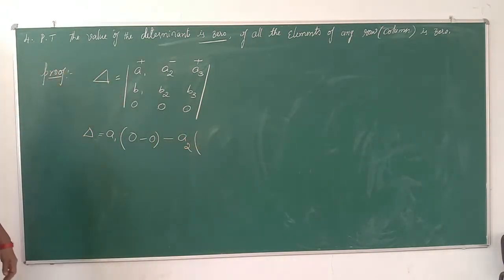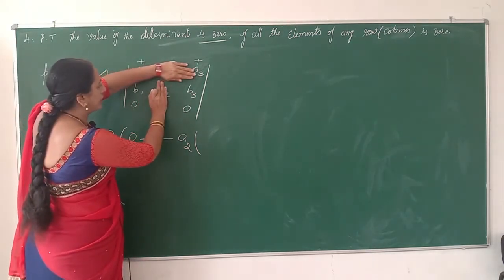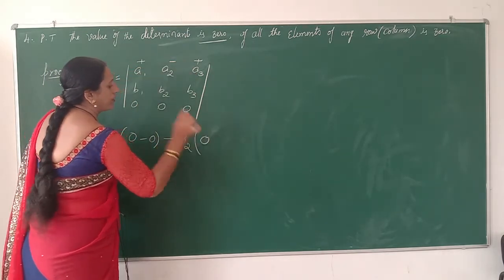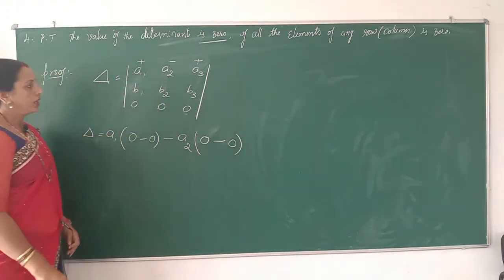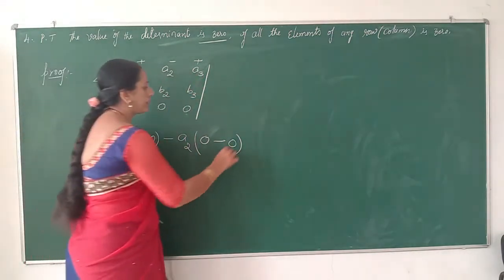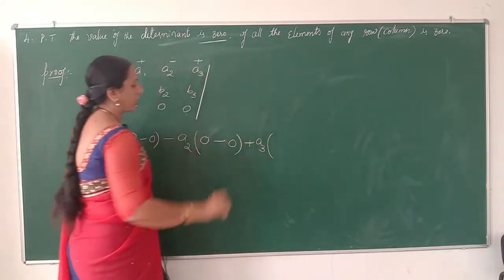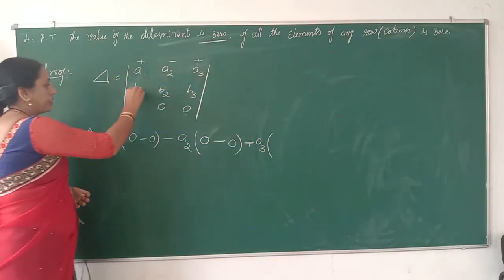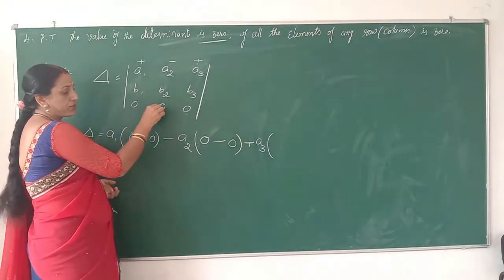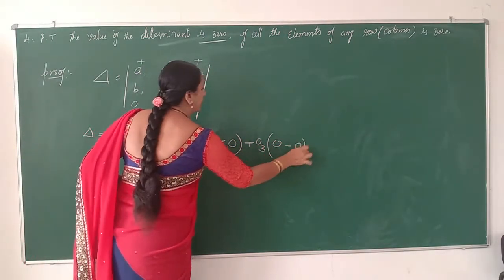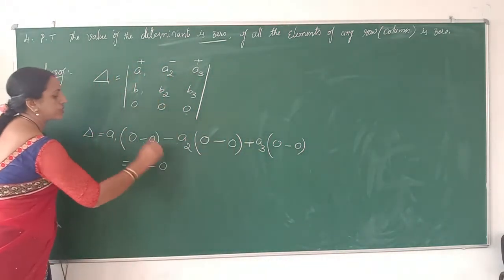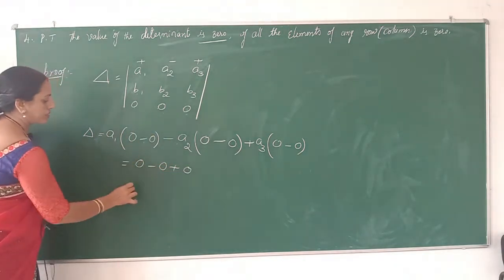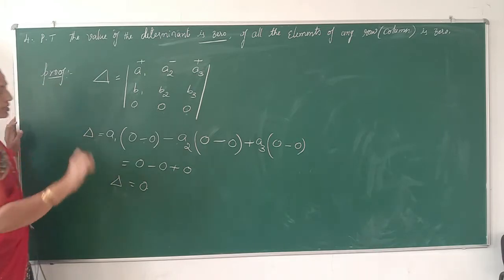So A2 is an element of the first row, second column, and these get neglected, and the remaining are cross multiplied. B1 into 0 is 0, minus B3 into 0 is also 0. Now the third element is A3. A3 is an element of the first row, third column, and those get neglected, and the remaining are cross multiplied. B1 into 0 is 0, minus B2 into 0 is also 0. So then A1 into 0 is 0, minus A2 into 0 is 0, plus A3 into 0 is 0. Therefore the value of delta is equal to 0.